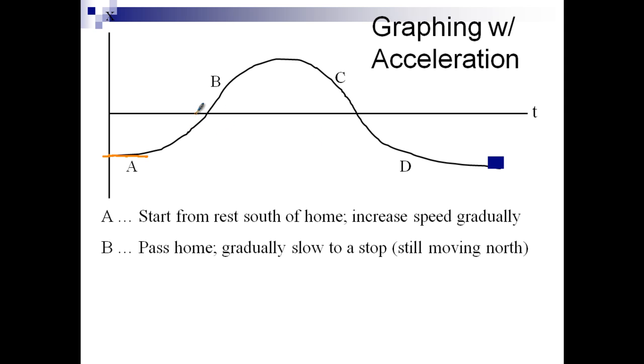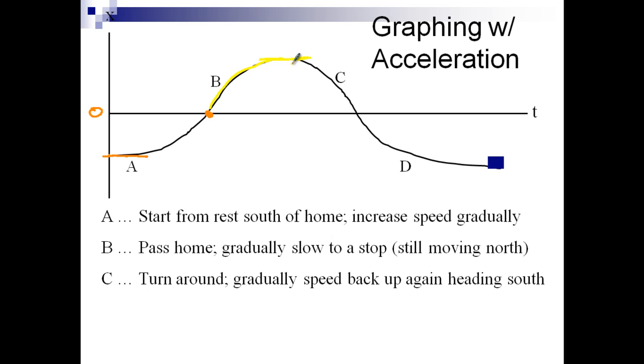Now part B, here'd be home. Home is your 0 position. You pass home and you gradually slow down. You can see that this line gradually evens out. Stops right about there where it's nice and flat again. Remember, the slope of a flat line is 0, which means you have 0 velocity, which means you slow to the stop.